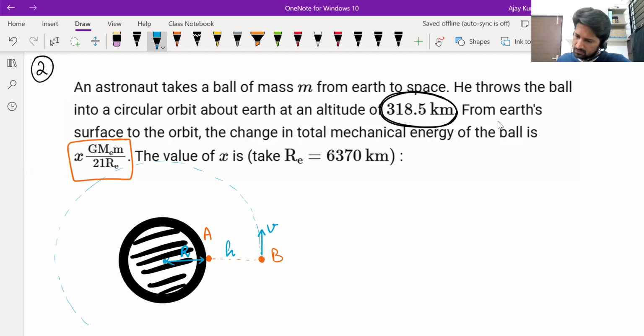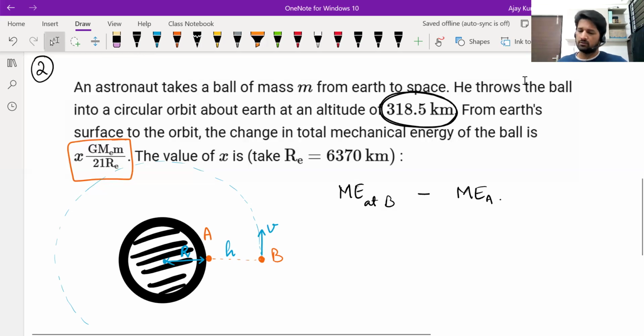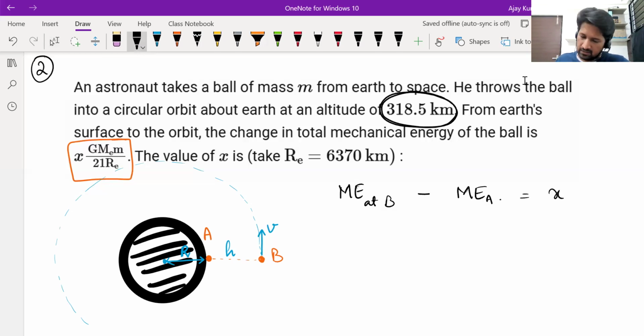They are asking you the change in mechanical energy. Okay. Change means what? Final value minus initial value. So mechanical energy at B. At B, it is released in orbit, so you can think of the ball like a satellite. Mechanical energy at B minus mechanical energy at A is what you need to calculate, which is given to you as x into G, mass of Earth, mass of satellite, divided by 21 times radius of Earth. They are asking you to calculate how much is x. Okay, try.